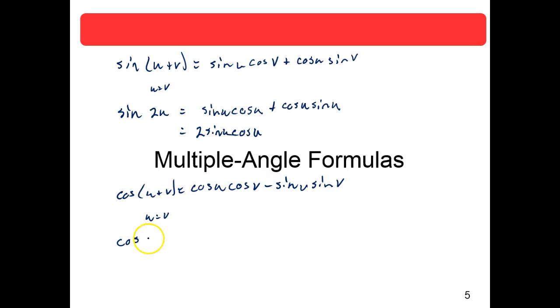If u and v are the same, this is cosine 2u. Happy cosine 2u. Okay. Next. What does the right-hand side become? Cosine squared u, because cosine u and cosine v are the same. If u and v are the same, that's cosine squared u minus sine squared u. Look at that. Those are pretty easy, aren't they? Really easy to get.